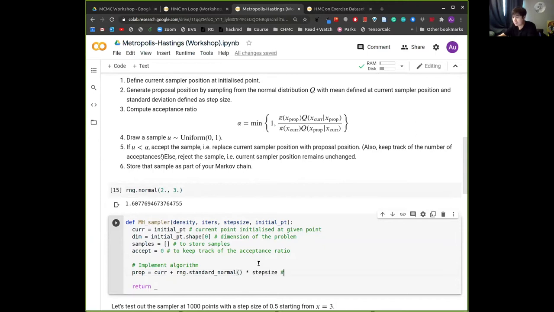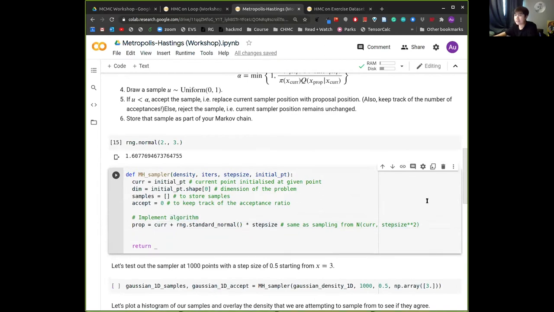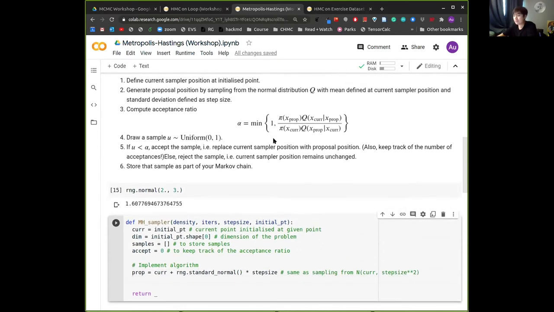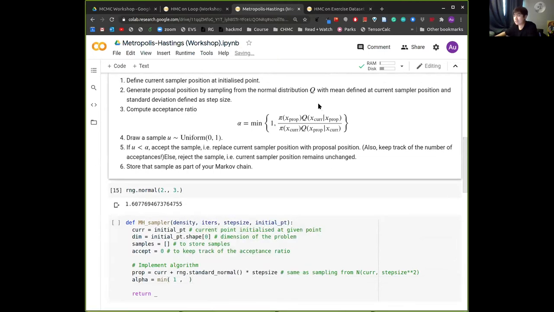Okay, so just to say, this is the same as sampling from a normal centered at the current point with step size squared. So this gives me my proposal. And then the next thing, I want to compute this alpha. So I compute my alpha, I take min(1, ...). Once again, these two cancel out, so in fact, I don't need to type those.